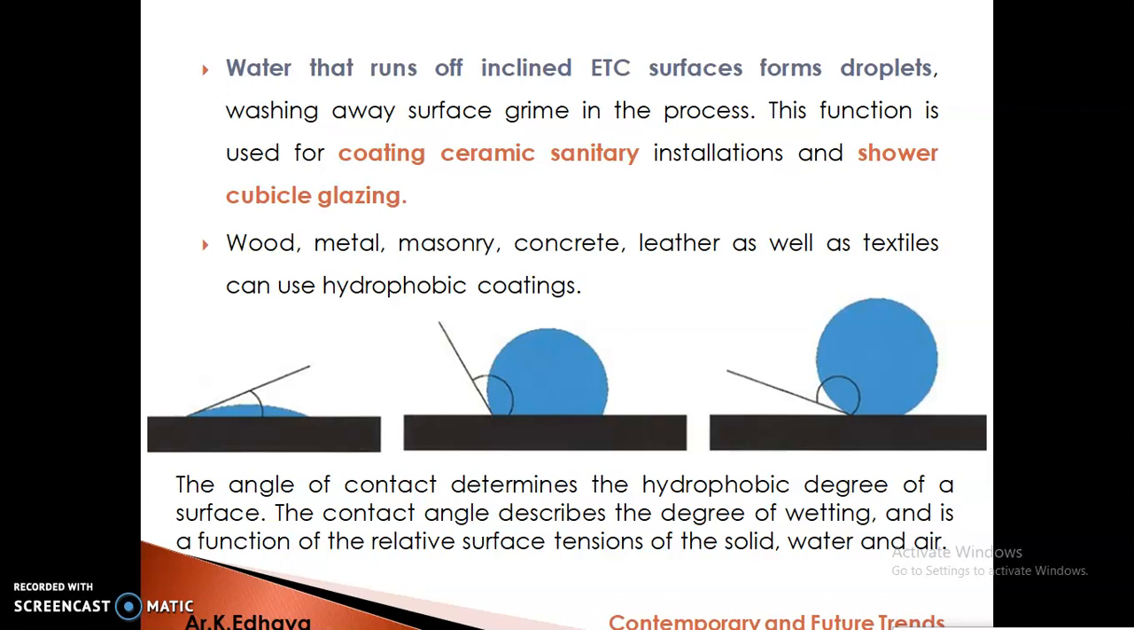This is basically used in a lot of sanitary appliances as a coating, in shower cubicles and basins. It can also be used on various kinds of materials like wood, metal, masonry, concrete, leather, and also textiles, since it has a very good hydrophobic coating. It is based on the angle at which the water droplets hit the surface, the degree of wetting, and the cleaning function will also be done.